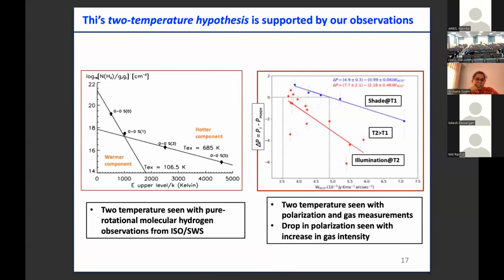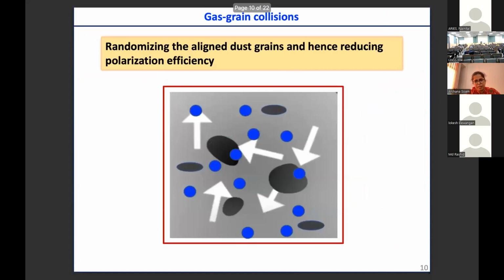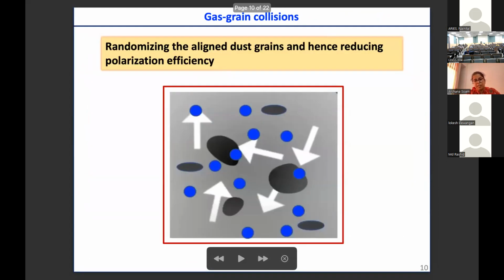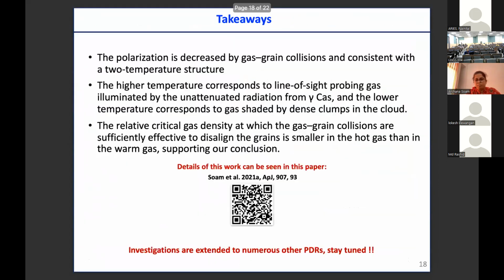There also we are seeing signatures of 2 or 3 temperatures because those are high resolution observations, and in the region which is directly hit by the radiation, we are seeing variations in the temperature and density, and that might be caused by this high energy radiation. And after that, I think I'm done.